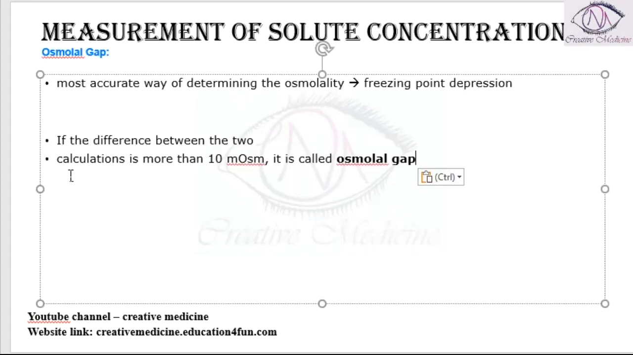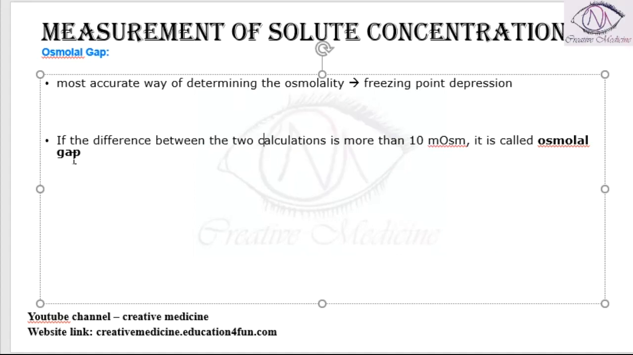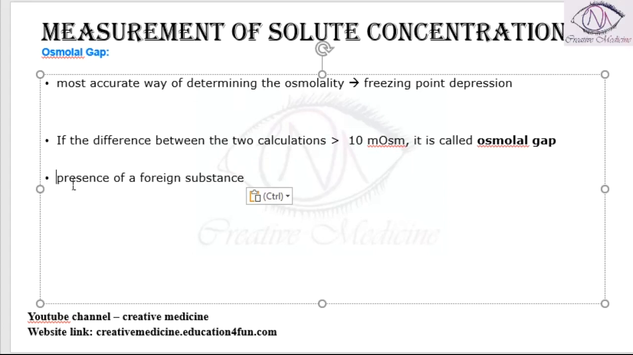If the difference between these two calculations is found to be more than 10 milliosmoles, then it is said to be osmolar gap. This osmolar gap reflects the presence of some foreign substance. The foreign substance can be anything. It can be either ethanol or methanol.